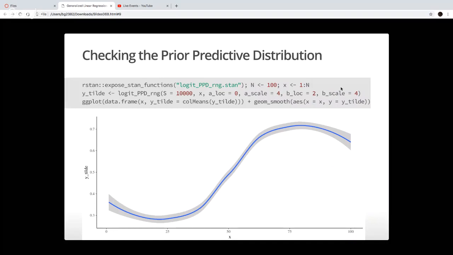We can expose the prior predictive distribution function to R, give ourselves some arbitrary x values, etc. We can put in some stuff that may be consistent with our priors, and get back an S by N matrix of zeros and ones, which are the predictions implied by our model. And then we can plot the column means of that, which represent the probability, to see if this seems like a reasonable function if this were substantive x and y data.